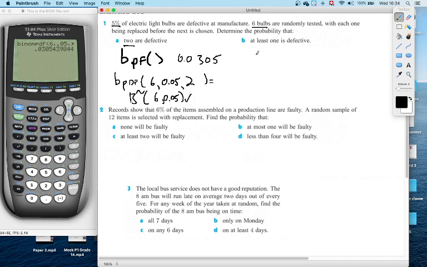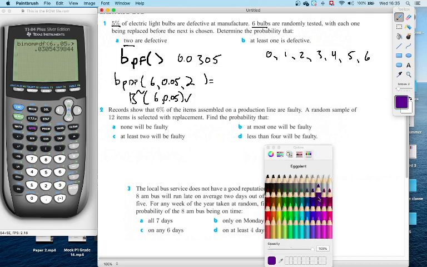In the second piece, it looks like we have at least one is defective. So of course we have 0 defective, 1, 2, 3, 4, 5, 6. So if we look at all these, if we wanted to, we could technically use binomial PDF, and if it says at least 1, that means we want 1, 2, 3, 4, 5, 6. So we could use binomial PDF for each one of these and add them all up. But that's a little bit time consuming.